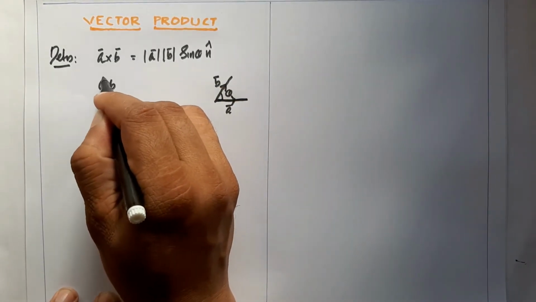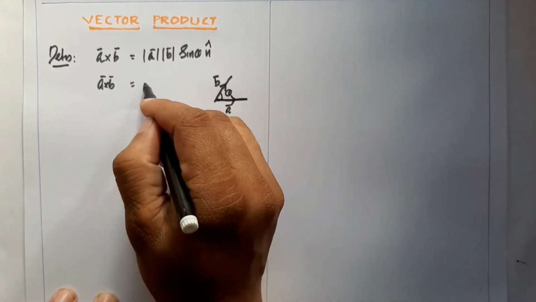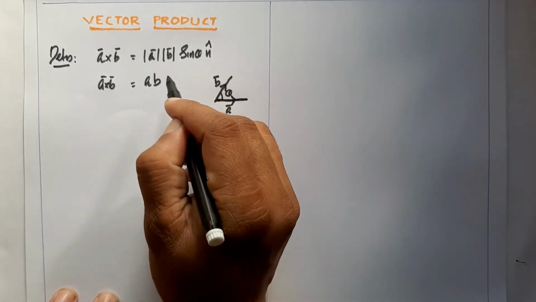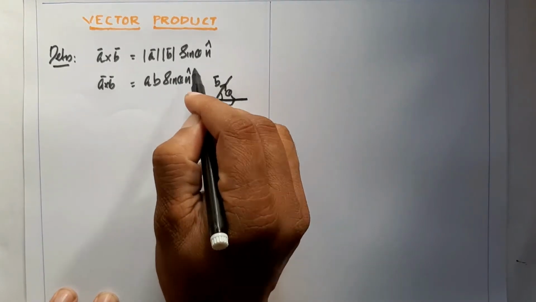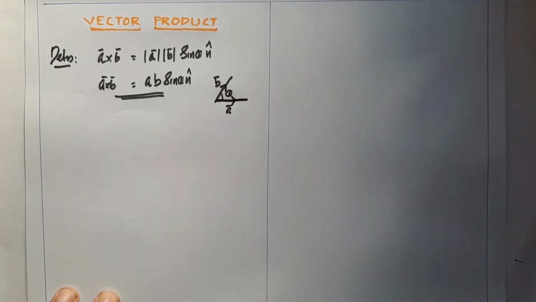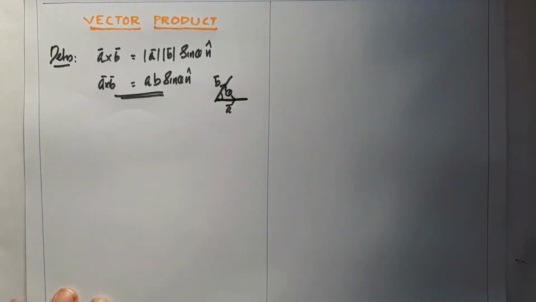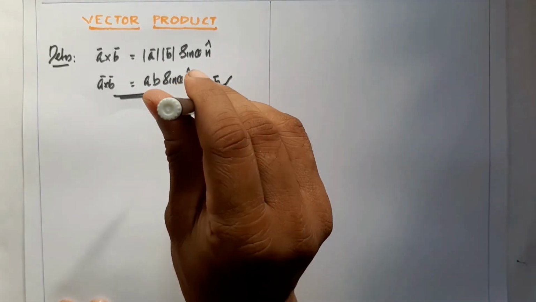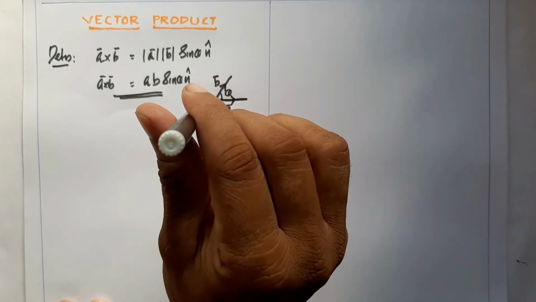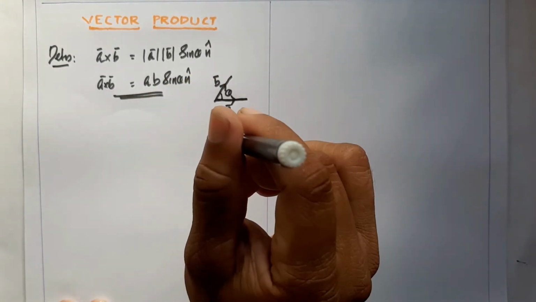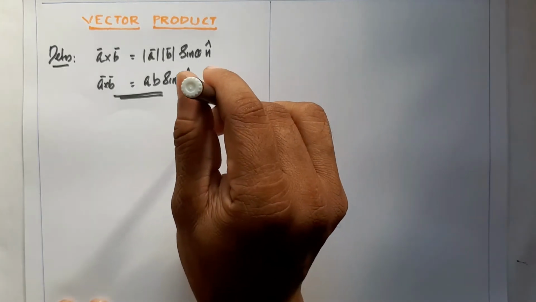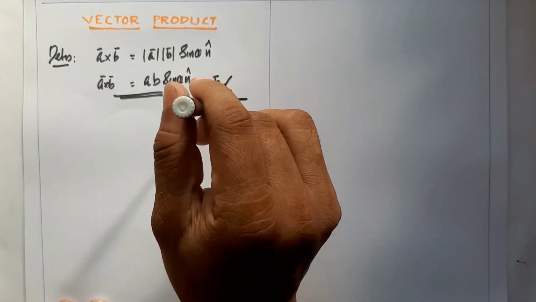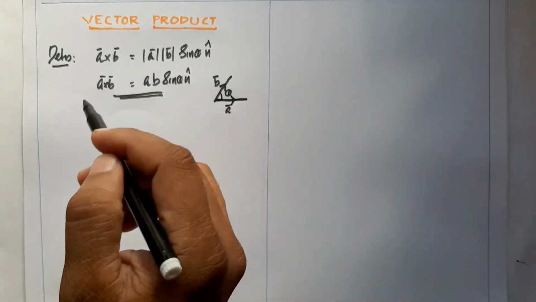We can also write it in the form A cross B is equal to mod A, which is a scalar quantity A, mod B, also a scalar B, into sin theta into n cap. This is the actual definition. A cross B is equal to AB sin theta into n cap, where theta is the angle between vector A and vector B, and n cap is the unit vector perpendicular to both vector A and vector B. Here A cross B is a vector which is perpendicular to both A and B. That is, n cap and A cross B are parallel.